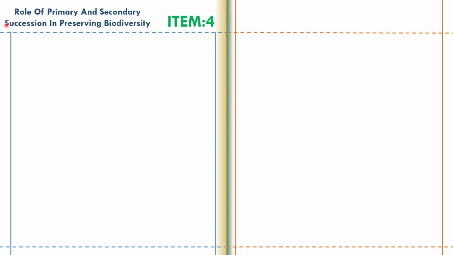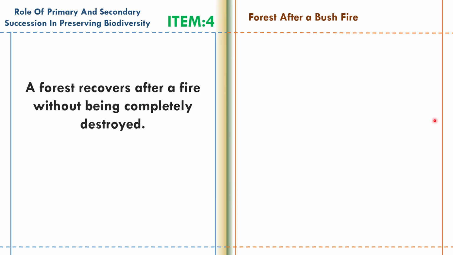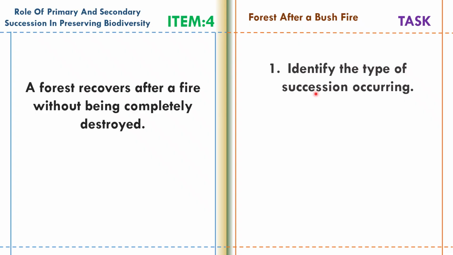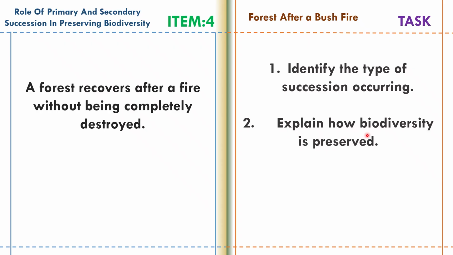Role of primary and secondary succession in preserving biodiversity, item 4. Let's look at the forest after a bushfire. A forest recovers after a fire without being completely destroyed. Task. Identify the type of succession occurring. Explain how biodiversity is preserved.